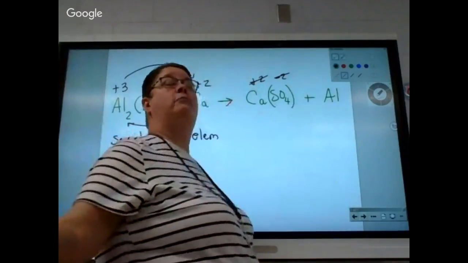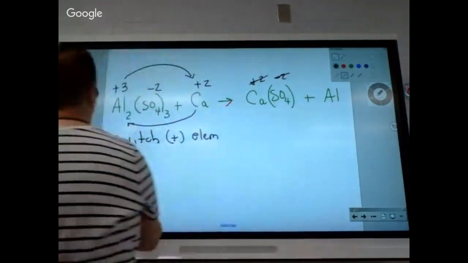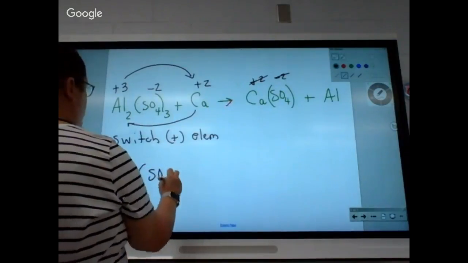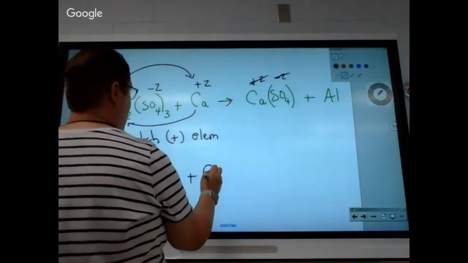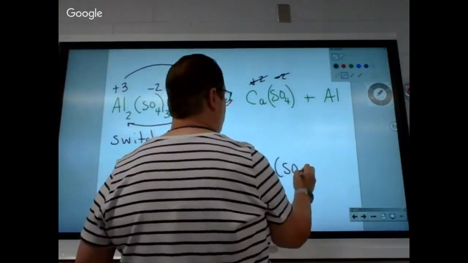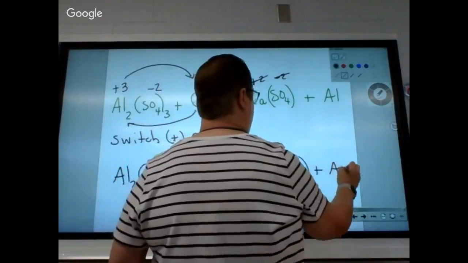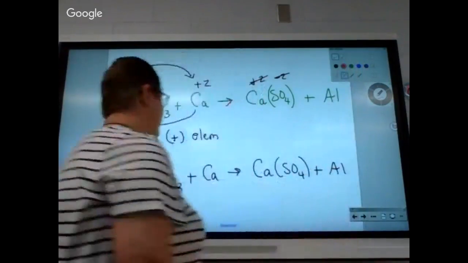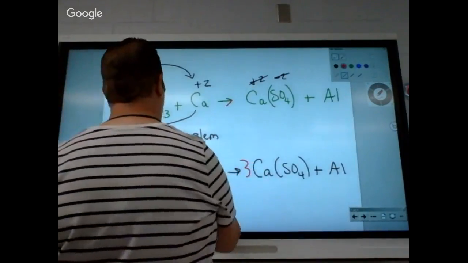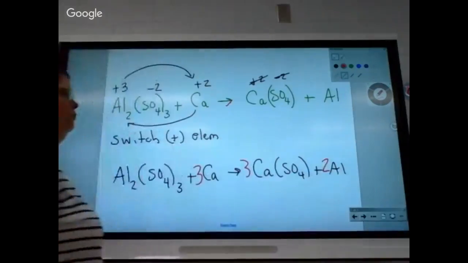Is it one of the 7? Nope. So I don't do anything to it. So Al2SO4 with a 3 plus Ca yields CaSO4 plus Al. Okay? So from there, we need a 3, 3, 2.